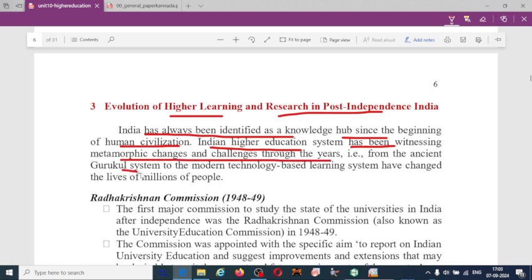From the ancient Gurukula system to modern technology based learning system have changed lives of millions of people. So we have crossed, we have the evolution of higher education from Gurukula system to the modern technology.